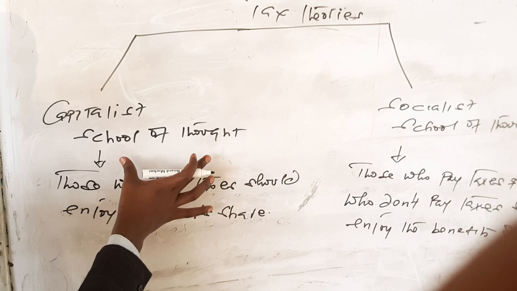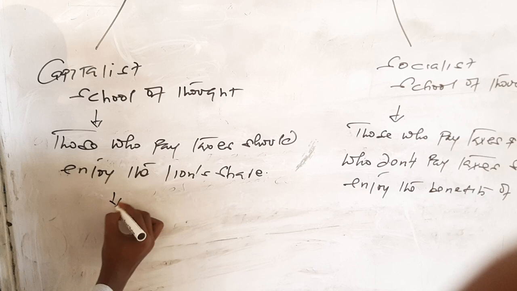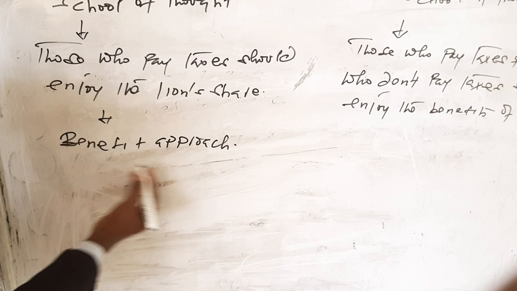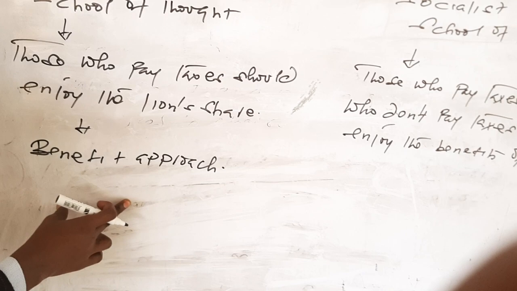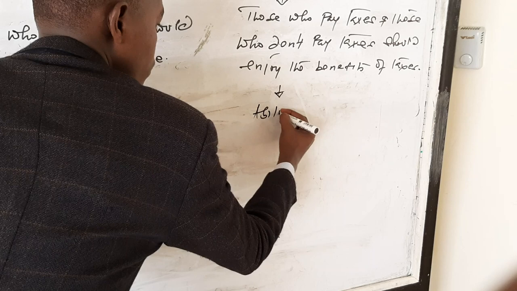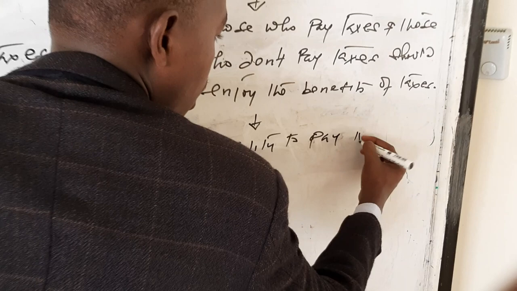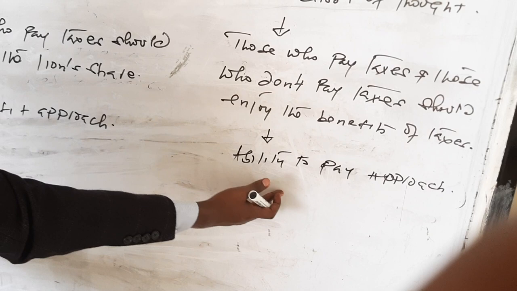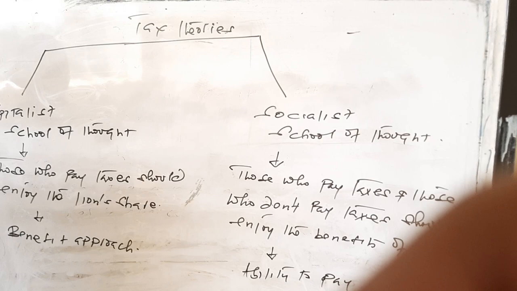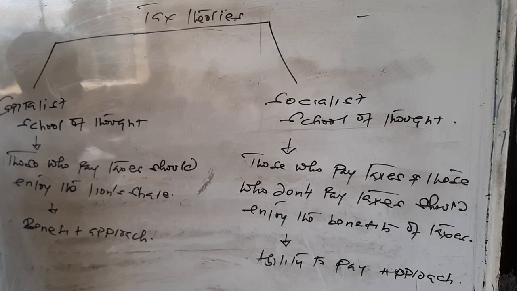The capitalist school of thought brings the benefit approach, which says that individuals are expected to pay according to the benefit they get. The other brings the ability to pay approach, which says that an individual should pay according to his or her ability. So that gives us the recap of the benefit approach and the ability to pay approach.